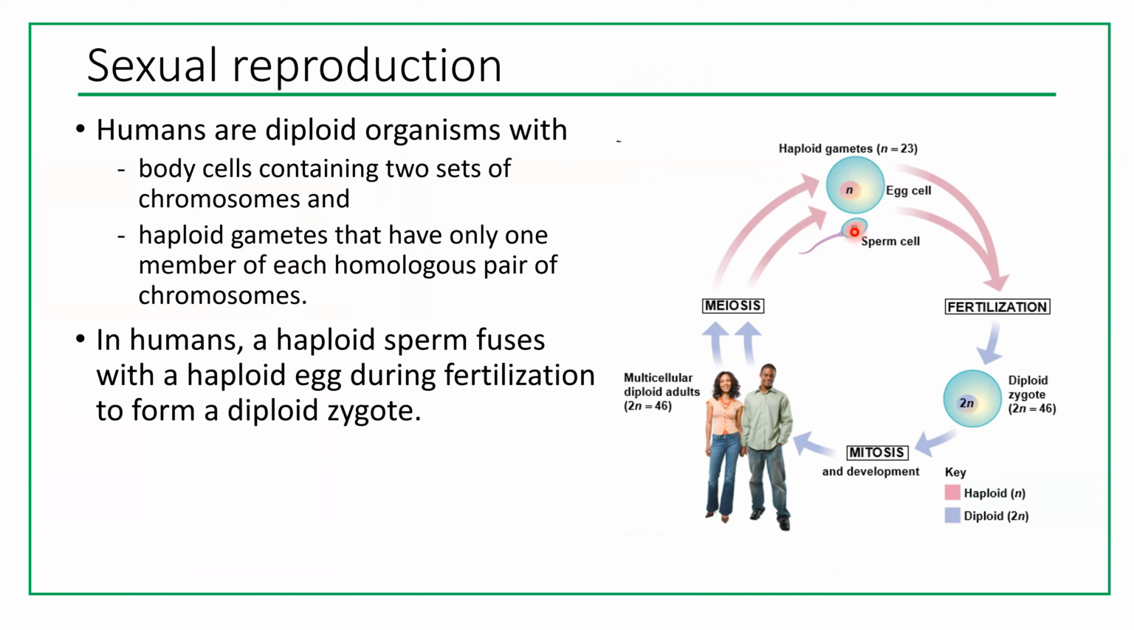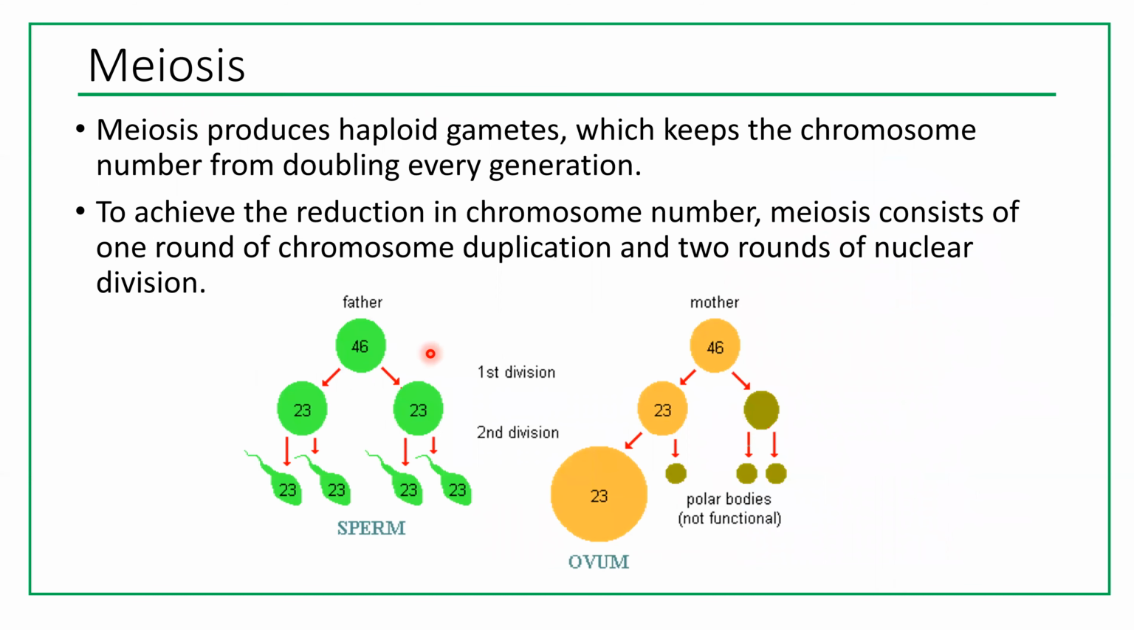So each cell over here, egg and sperm, carries only one set of chromosomes, 23 chromosomes. Then they fuse through fertilization, and the zygote is diploid again. And then this zygote is going to divide through mitosis to grow into a new organism. So meiosis produces haploid gametes, which keeps the chromosome number from doubling every generation.